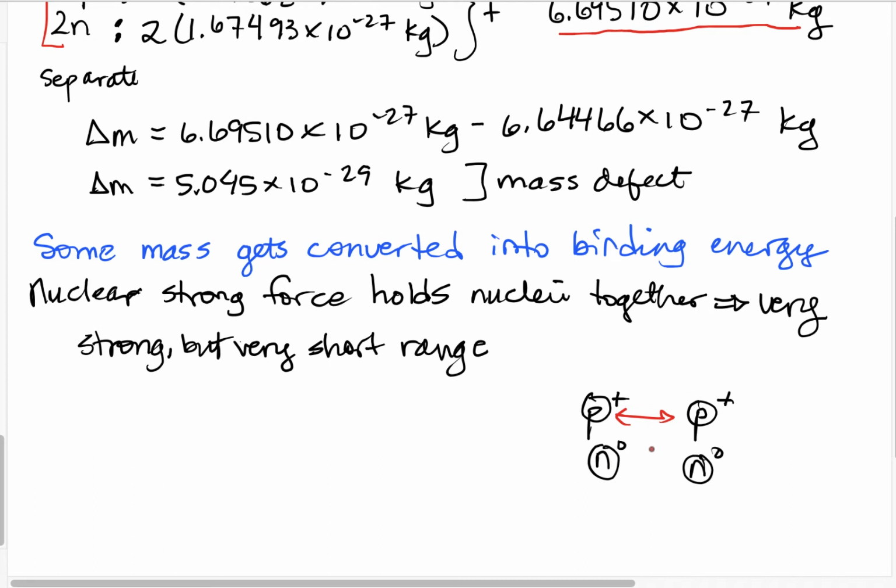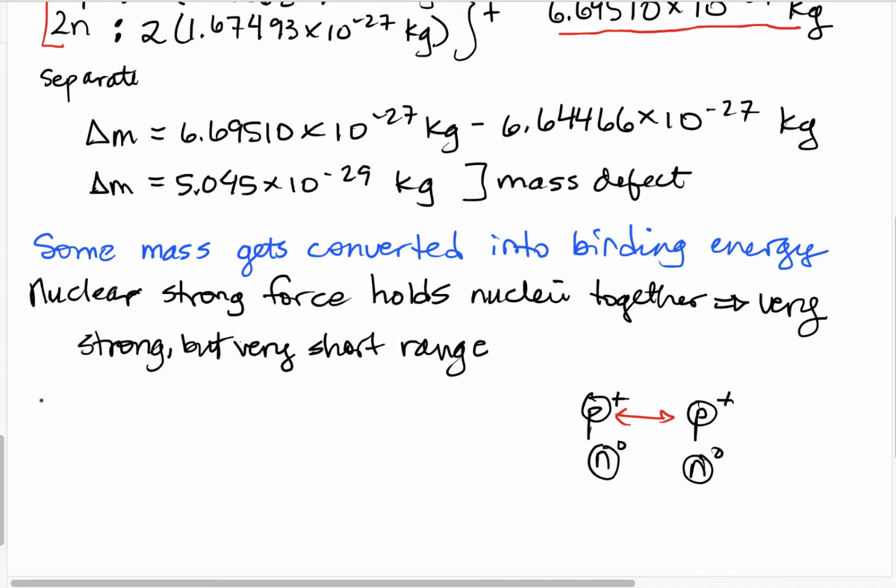And so although the neutrons kind of form some amount of buffering between those protons, we still have positive charges repelling each other. So this nuclear strong force, this binding energy, squishes these particles together and gets them to attract each other and stick together, even though we have some positive charges repelling each other at the same time.